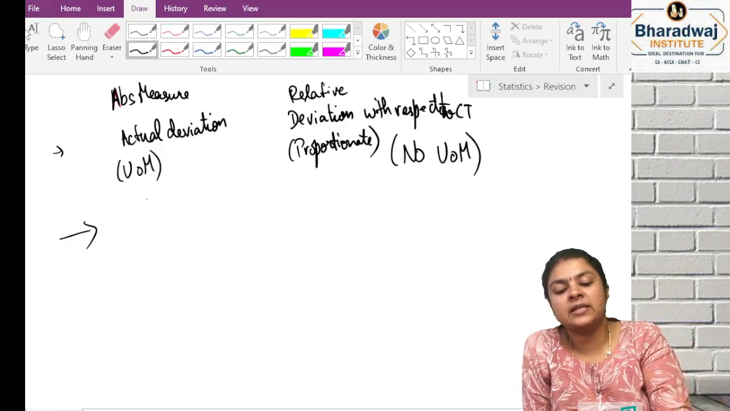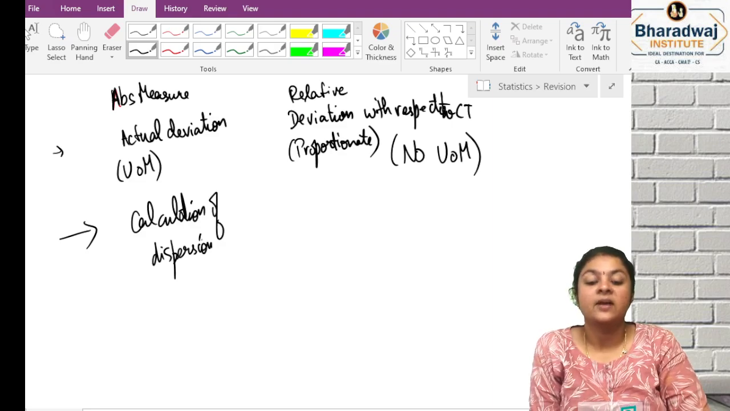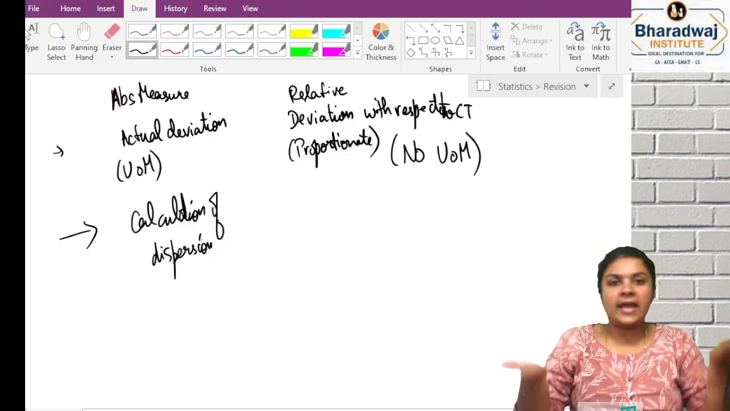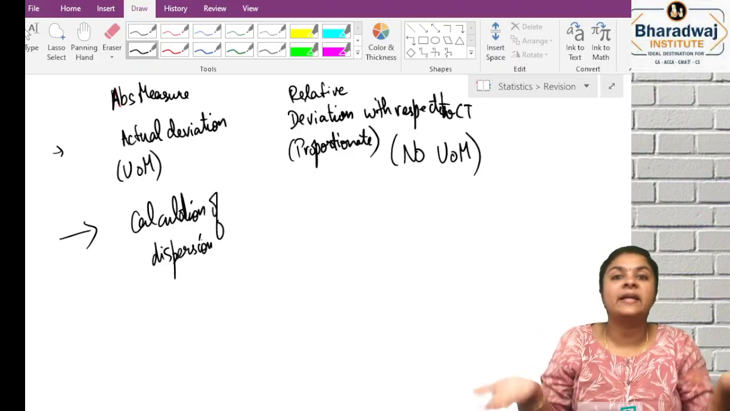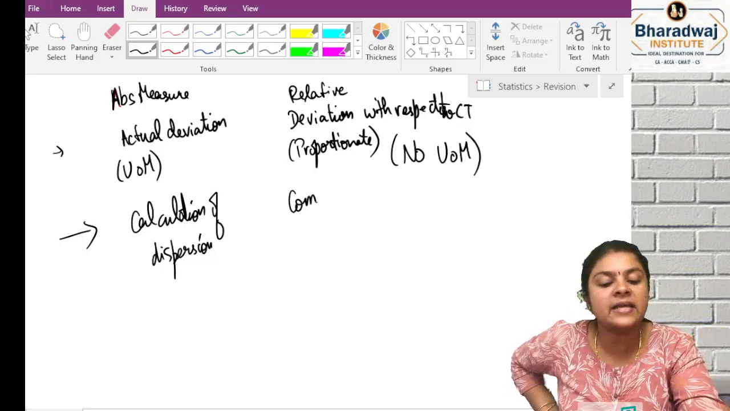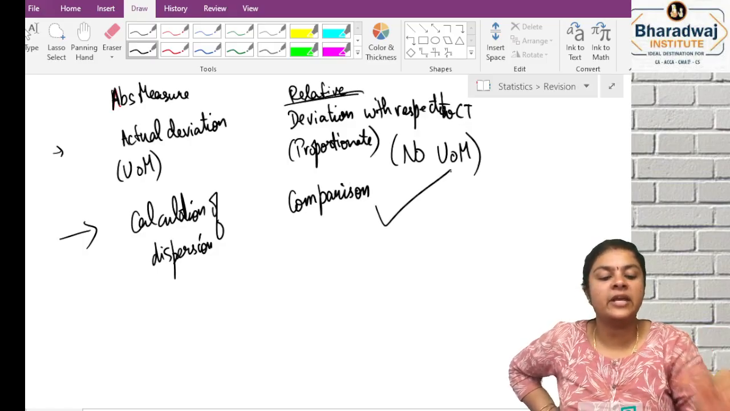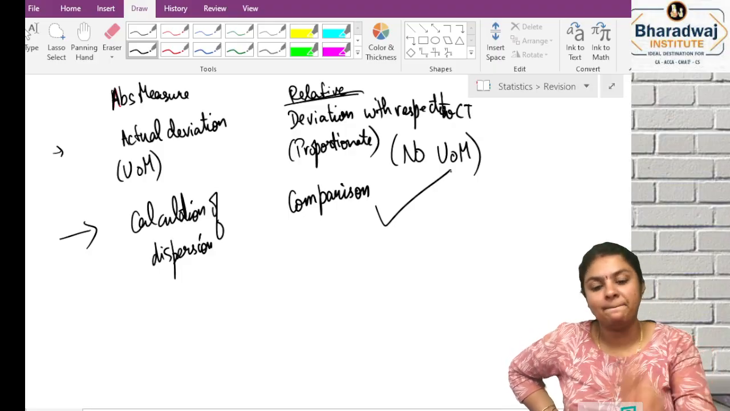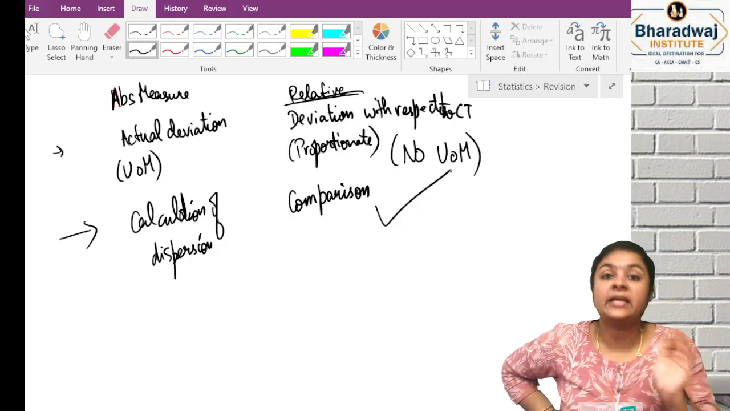Now, this is for calculating the deviation. Calculation of dispersion is done using the absolute measure. Whereas if I have two groups, A and B, and I have calculated the dispersion, but I want to compare which group is better, which group has more deviation or less deviation, comparison is done only using the relative measure. If you compare using the absolute measure, you may end up getting the wrong answer, many times for that matter.